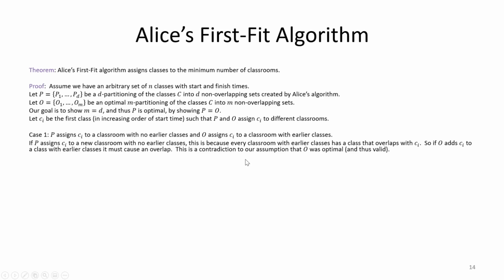Well, this is a contradiction, and let's be careful. What is it a contradiction of? Well, we assumed O is optimal. Hidden inside that assumption is that it is valid, but not just hidden, we've got it written right here, that these were non-overlapping sets. So it's impossible for O to add it into this classroom because it would cause an overlap, and we assumed O had non-overlapping sets. So here's that contradiction we got in, basically saying that when we open a new classroom with Alice's algorithm, we have to, because in that step there are D+1 overlapping classes, and it is impossible to put those D+1 overlapping classes into D classrooms. So we need that extra classroom.